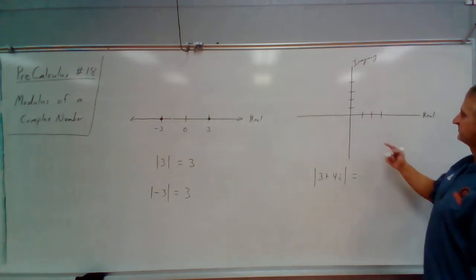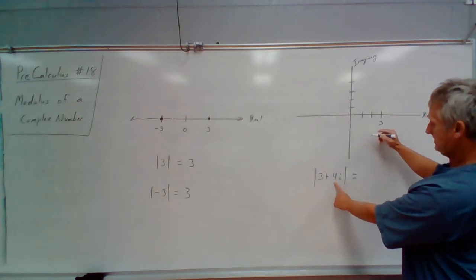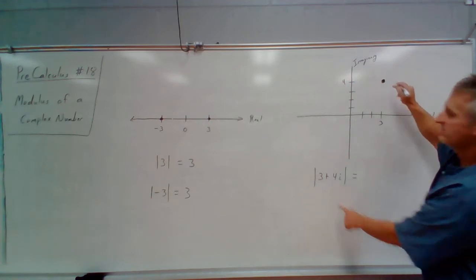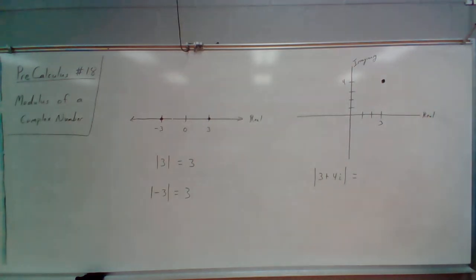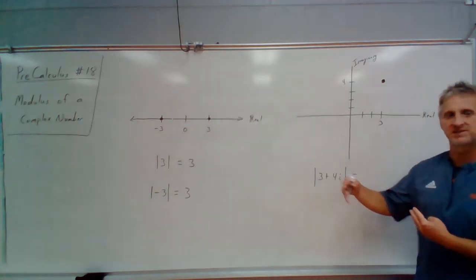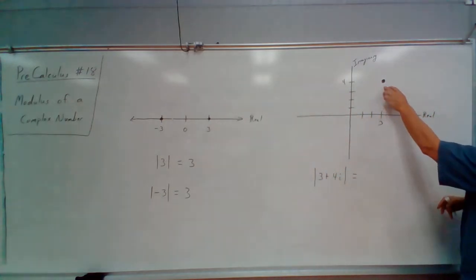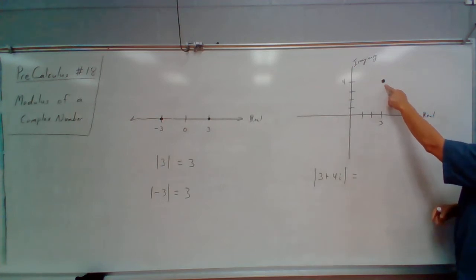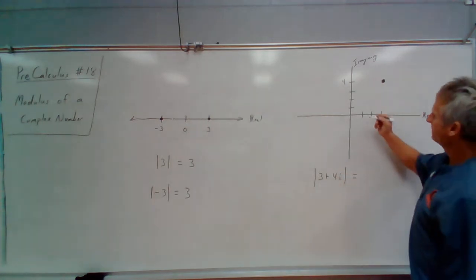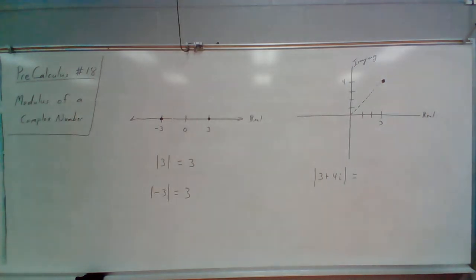So let's graph 3 plus 4i. The real part is 3, and the imaginary part is 4. So that point would be up here above the real number line. What's the absolute value of this complex number? Well, let's take the same definition as over here, where it was the distance from 0. Here we'll say that the absolute value of 3 plus 4i is its distance from 0, or from the origin. So the absolute value of 3 plus 4i is just going to be this distance.